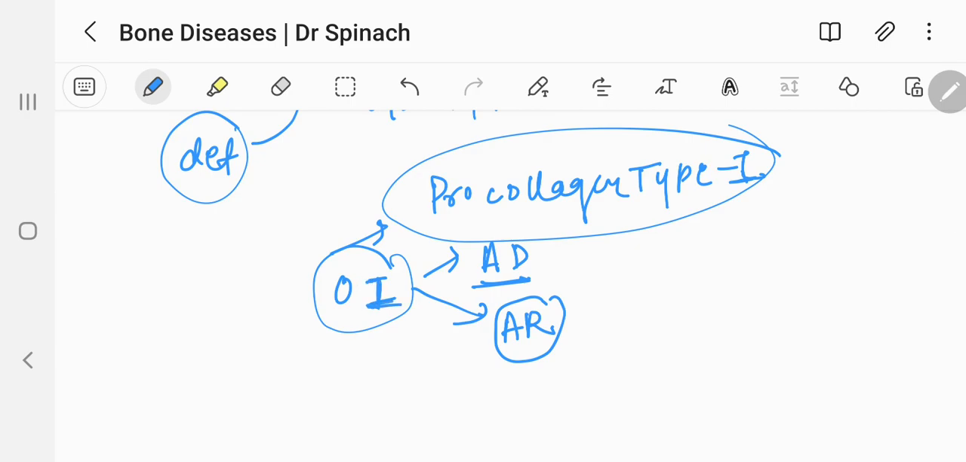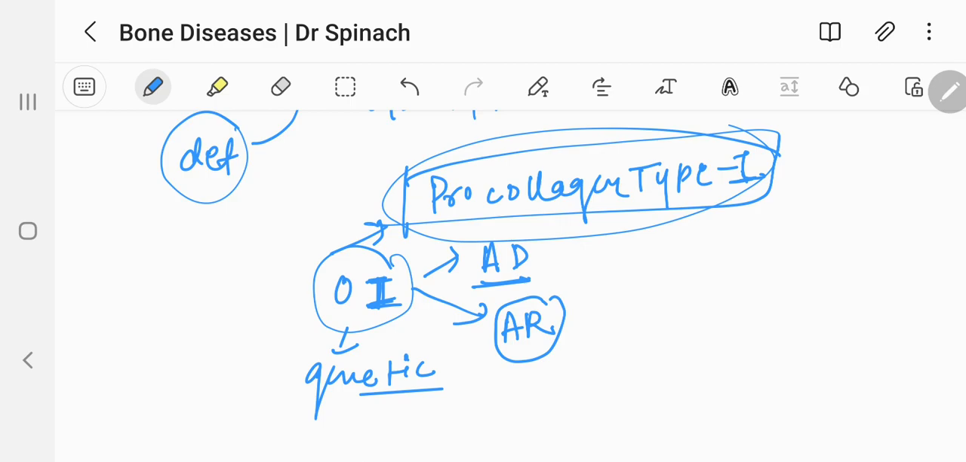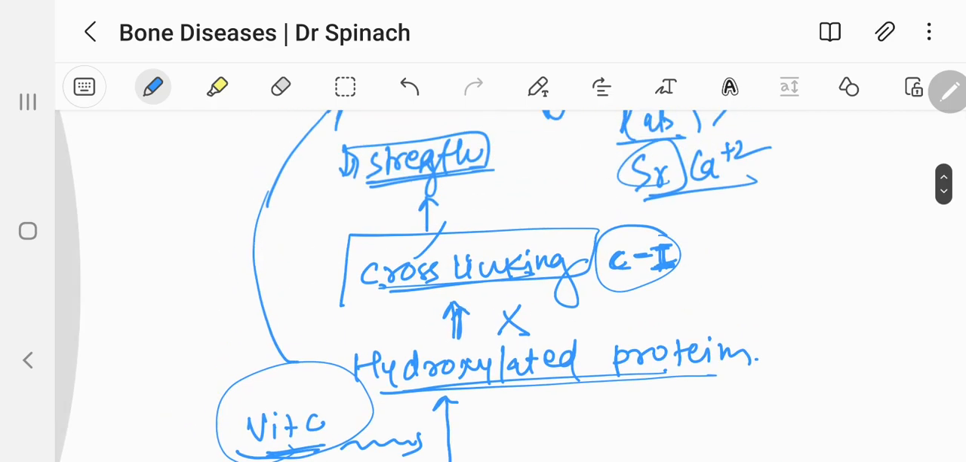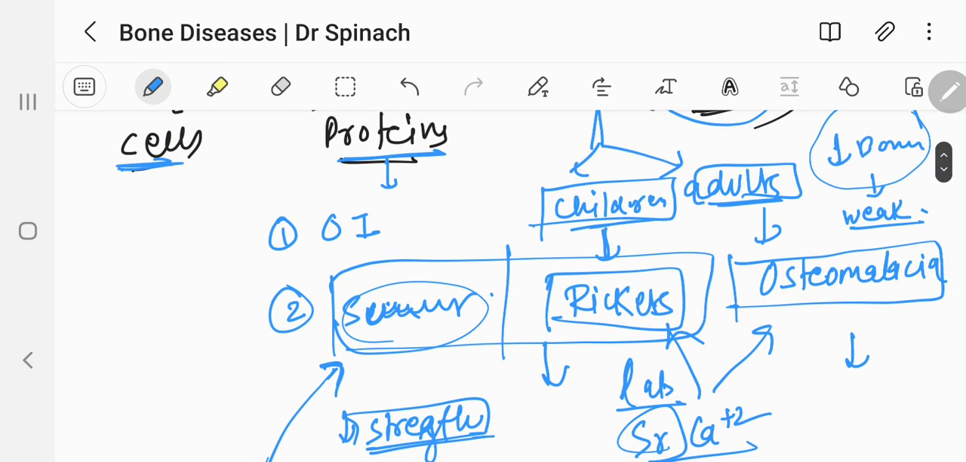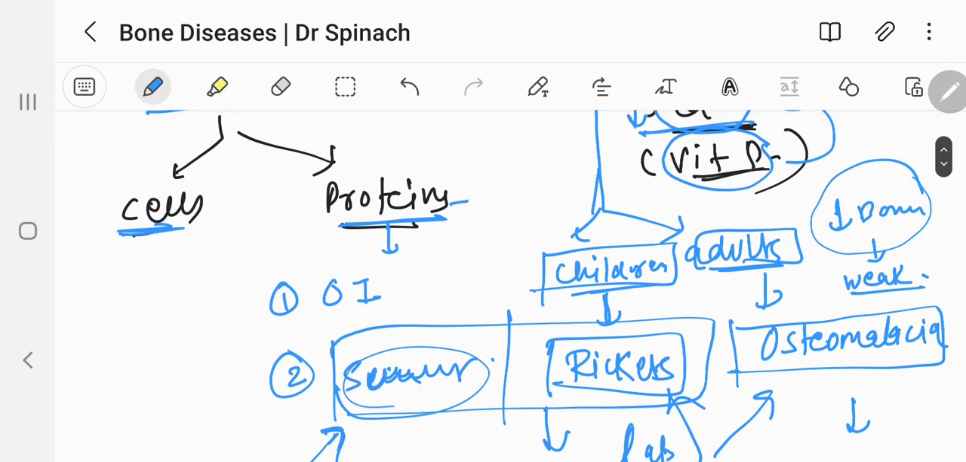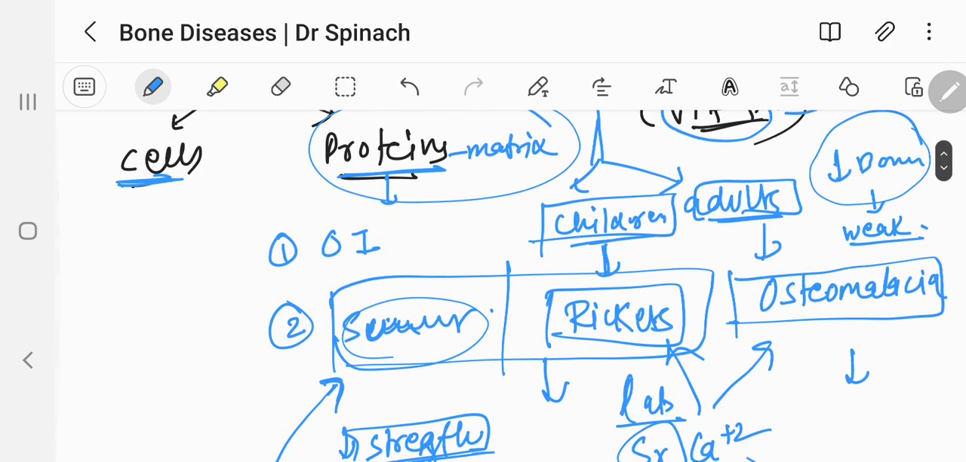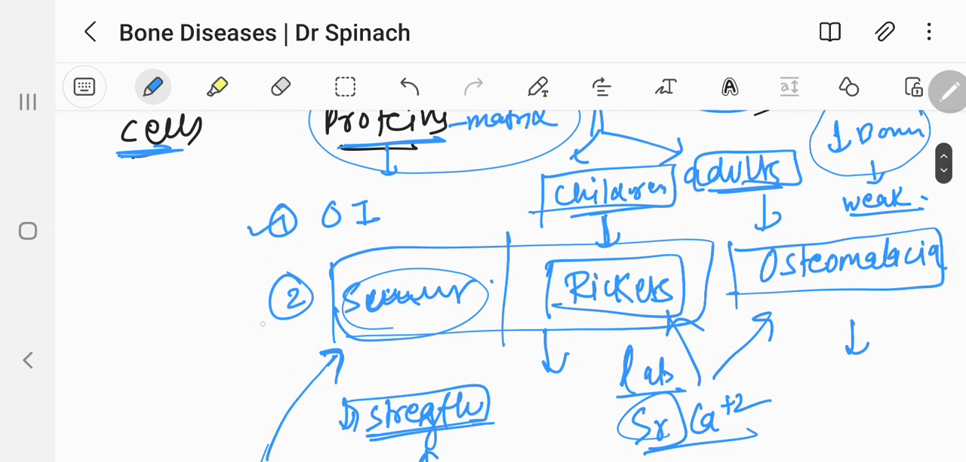So what is osteogenesis imperfecta? It is a genetic issue which can either be autosomal dominant or recessive, which leads to a defect in procollagen type 1, basically a collagen type 1 defect. That means there is defective bone formation. There won't be any cross-linking. So basically, the problem is with collagen, and the protein matrix contains collagen. So there are two issues that we see with proteins in bones: osteogenesis imperfecta and scurvy.